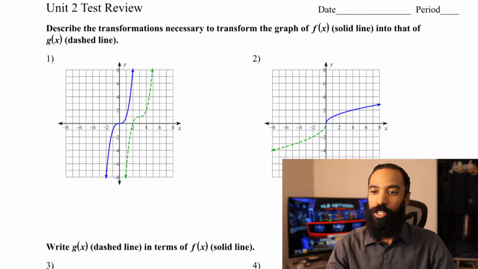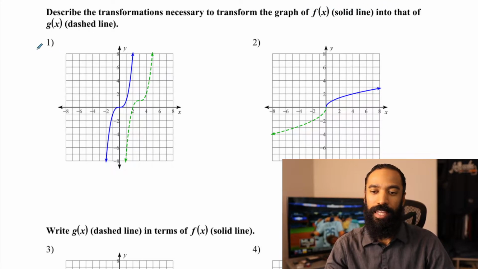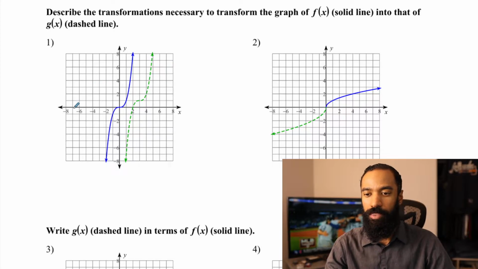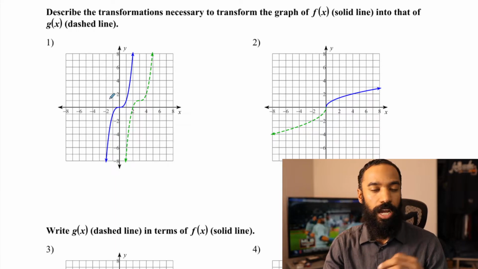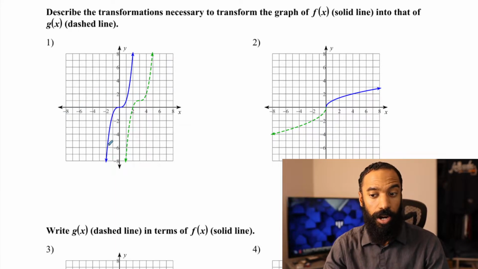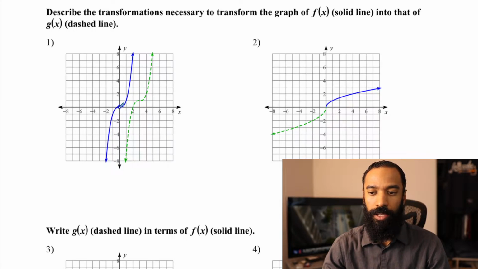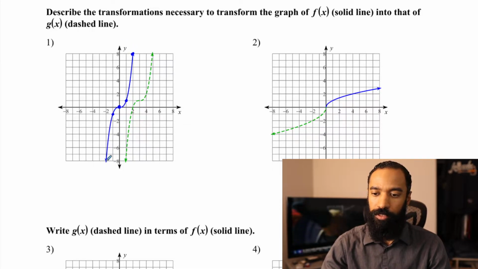Okay, describe the transformations necessary to transform the graph of f of x, the solid line, into that of g of x, the dashed line. One thing I wanted to say about this kind of problem is that it's easier to talk about transformations if you have specific points to look at. Although all the points are on the curve, let's look at some specific points, like (0, 0), (1, 1), (2, 8), (-1, -1), and (-2, -8).